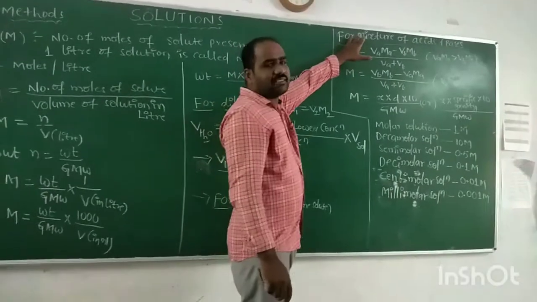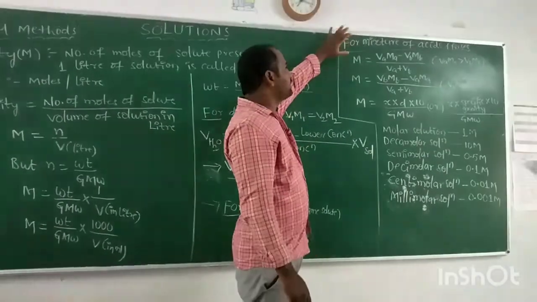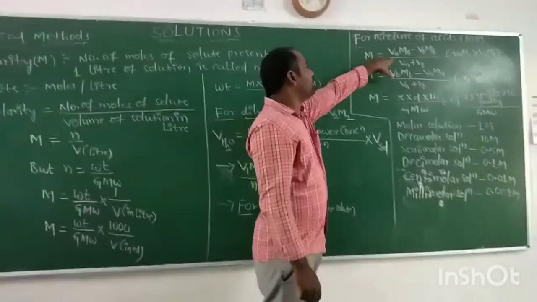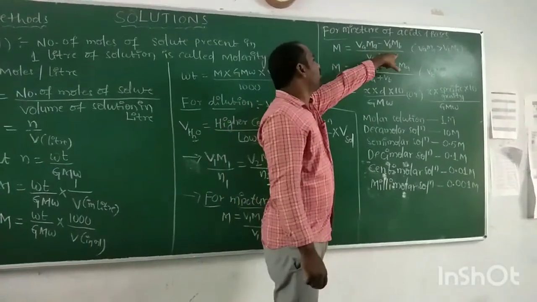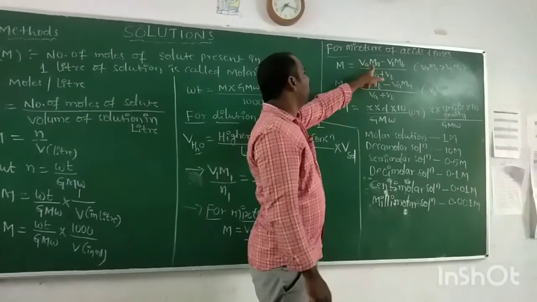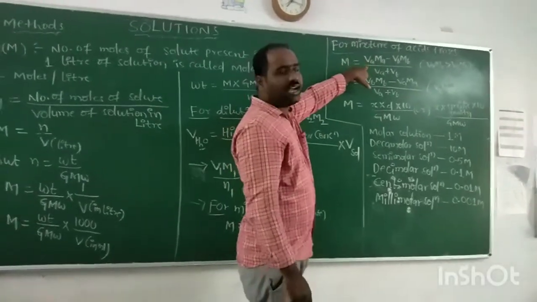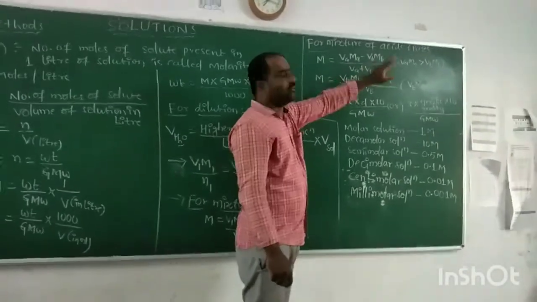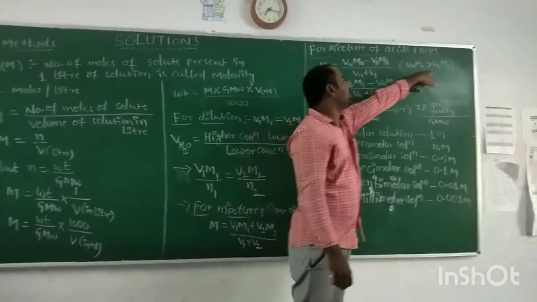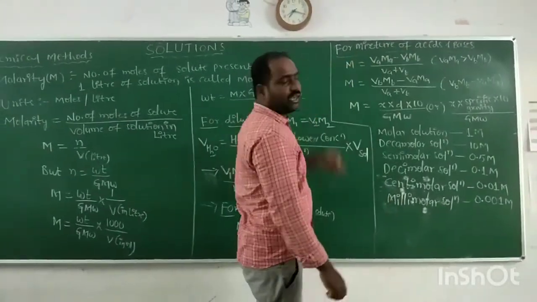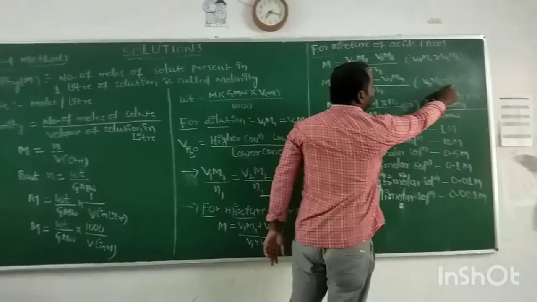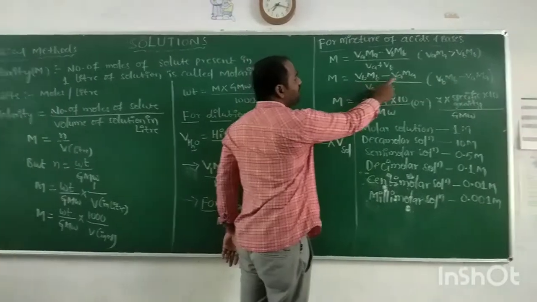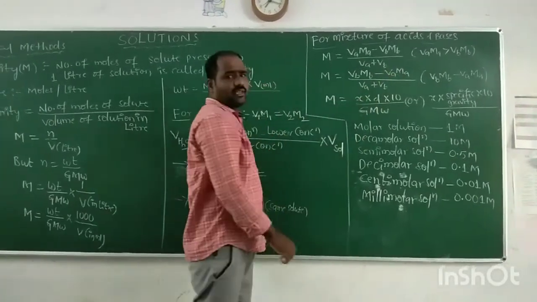For the mixture of acids and bases, we have another formula for the calculation of molarity. Capital M is equal to Va Ma minus Vb Mb by Va plus Vb. Here Va and Ma are the volume and molarity of the acid, and Vb and Mb are the volume and molarity of the base. If Va Ma is greater than Vb Mb, the first formula is used. If the volume and molarity of the base is greater than that of the acid, we use the second formula, that is Vb Mb minus Va Ma by Va plus Vb.